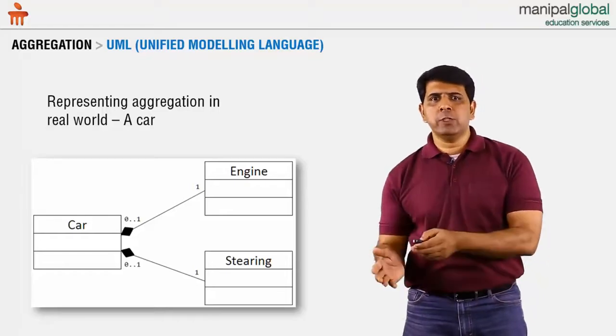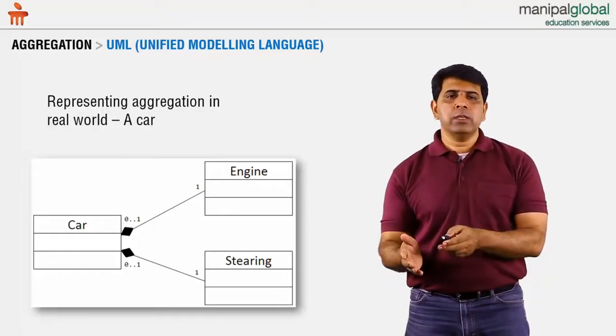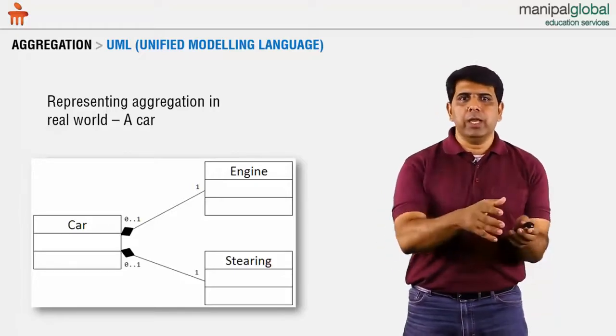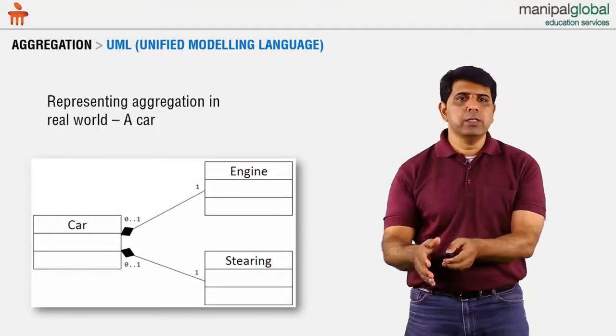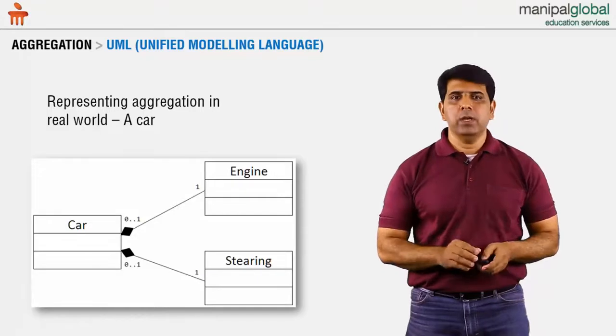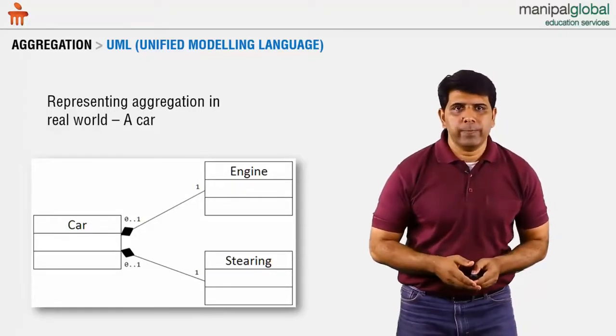From the engine's perspective, one engine can be part of 0 or 1 car. So I can take an engine out of the car and keep it aside, so it's not part of any car. But if it is part of one, it will always be part of exactly one car. The same thing goes with steering as well.